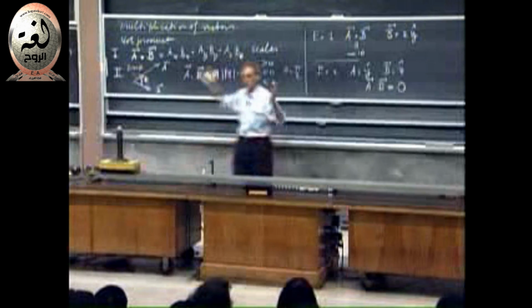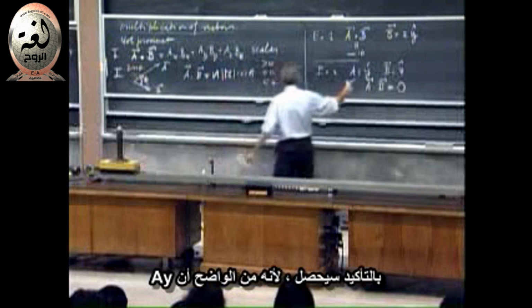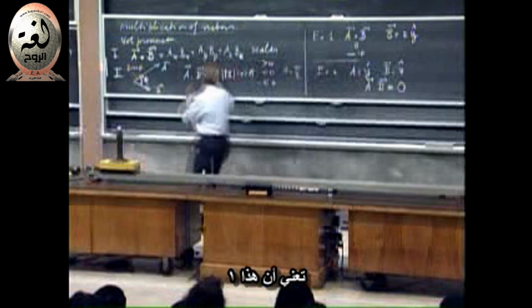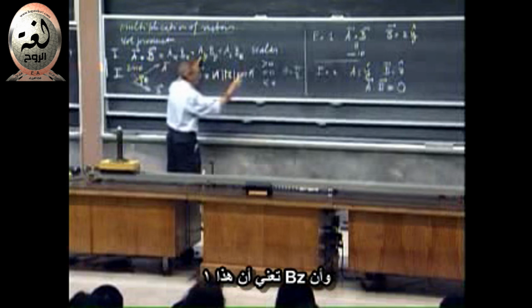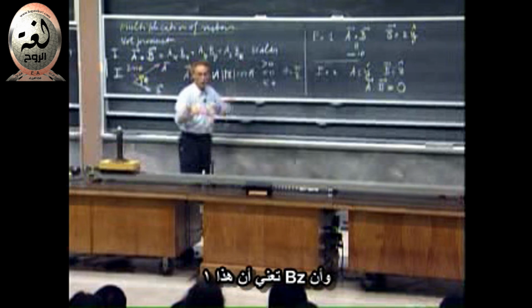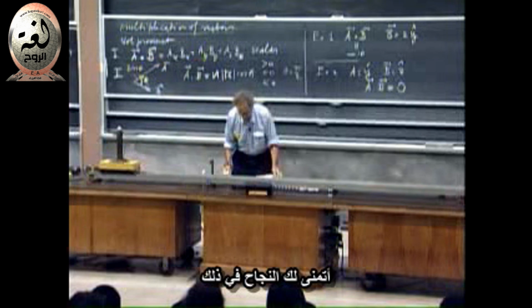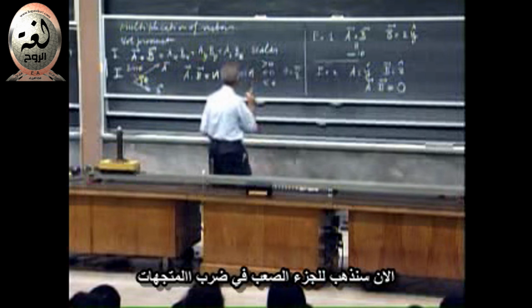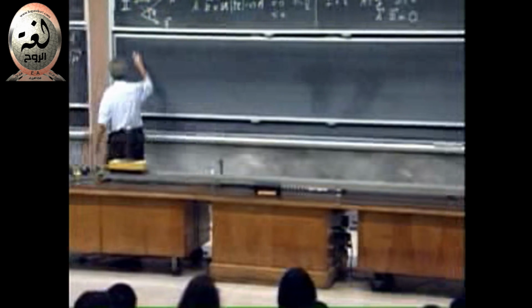If you want to waste your time and want to substitute it in here, you will see that it comes out to be 0. It should work, because clearly A of y means that this is 1. That's what it means. And B is z, that means that B of z, this is 1. And all the others do not exist. Well, I wish you luck with that. And we now go to a way more difficult part of multiplication. And that is vector multiplication, which is called the vector product.